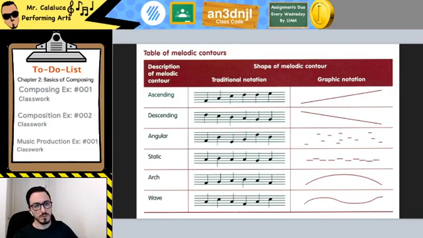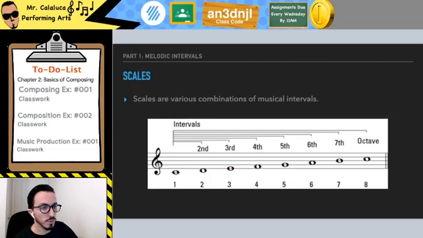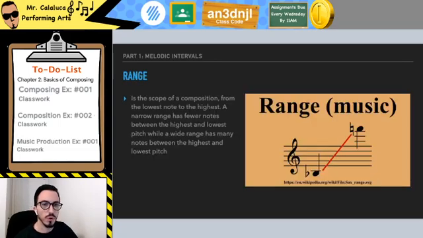So, motions, all right? Now that we have our motions, what we're going to do is come up with the range, okay? Another part of a melody, since we have that motion, is considering a range for our music. And range is the scope of a composition from the lowest note to the highest note.